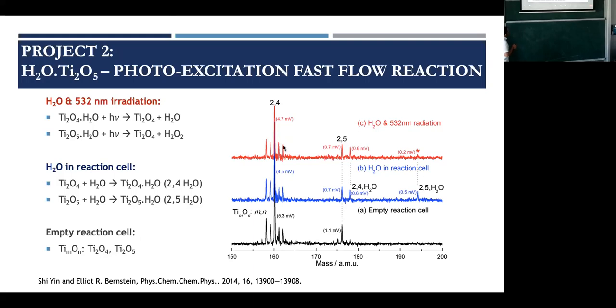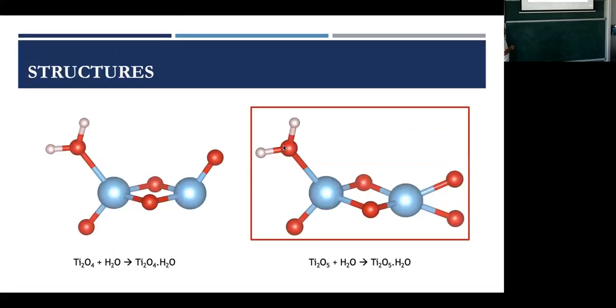And then they dose water into the system, and they see that the water adsorbs to this 2,4 and 2,5. These are the peaks corresponding to that. And then as soon as they irradiate light, you can see that this 2,5 H2O peak is completely gone, which means that this system is reactive, and this peak still exists. So just because there is one oxygen atom extra, this is more reactive and this is non-reactive. This does not dissociate water, but this dissociates water. So this is basically how those look.